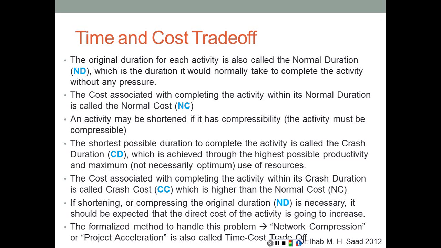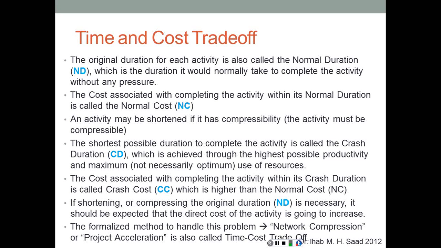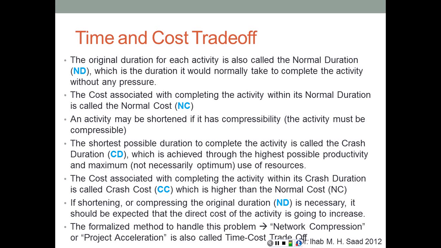So it's the original duration for each activity, which is the duration it would normally take to complete the activity without any pressure. The cost associated with completing the activity within its normal duration is called the normal cost. So now we have normal duration, and related to that is normal cost.